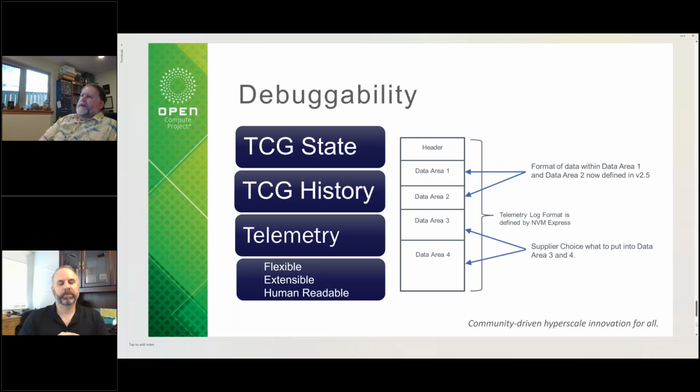So debuggability, that's the big one. Some things around that, we've added things around the current TCG state of the device. We've actually had a TCG security audit log. So in TCG history, what's the history of the device been? And of course, the big one, telemetry. So this has been done in a way that's hopefully flexible, extensible, and human readable.